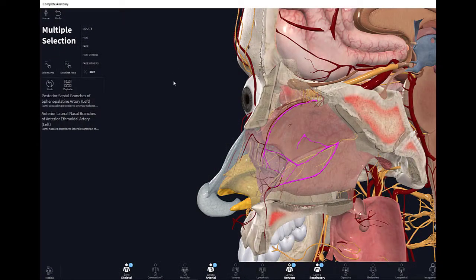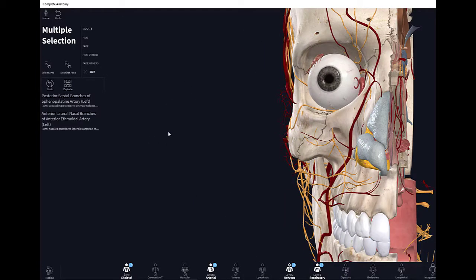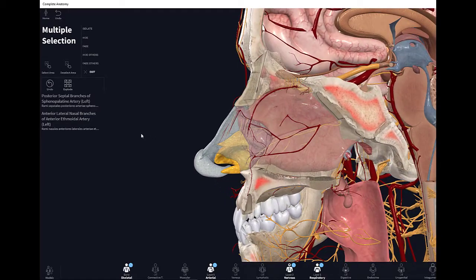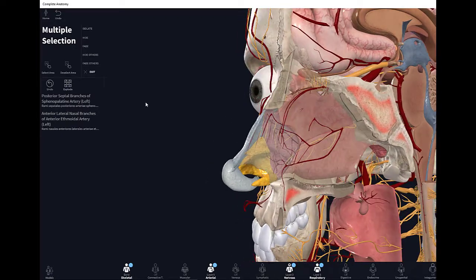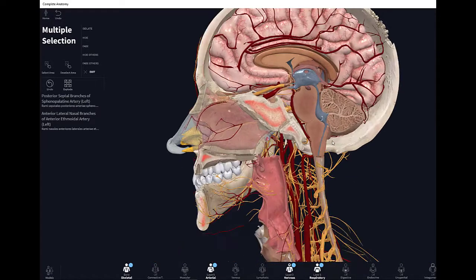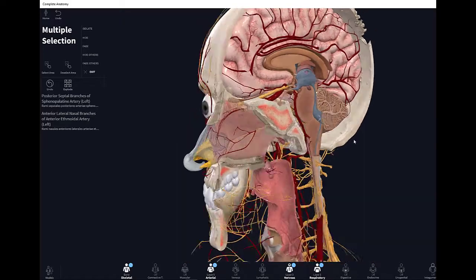Welcome back everybody. Now let's have a look at some of the features of the nasal cavity. In this case, we're going to be looking at the blood supply and the innervation. To gain access to the view of the nasal cavity, what I've done is I've removed all of the left half of the head. That means I actually had to hide half of the brain and half of the maxilla and mandible and so on and so forth.